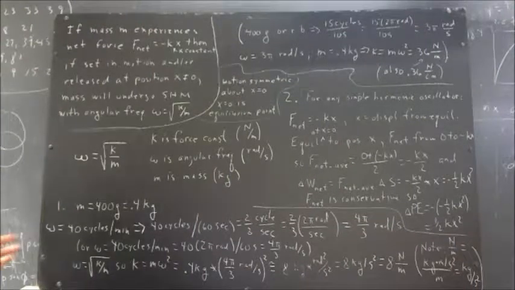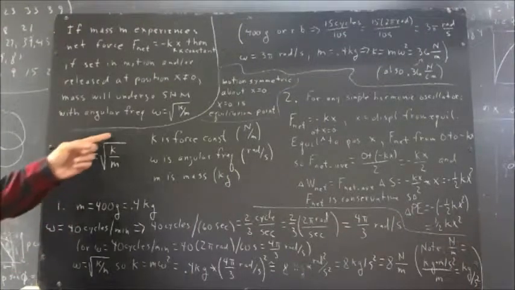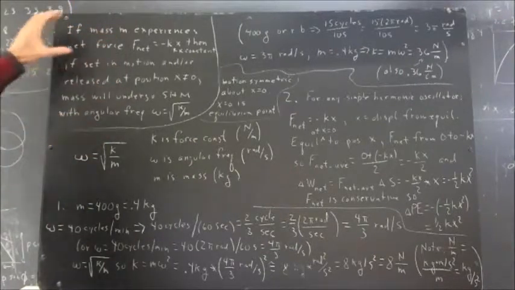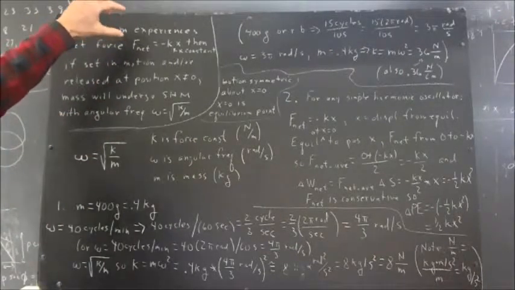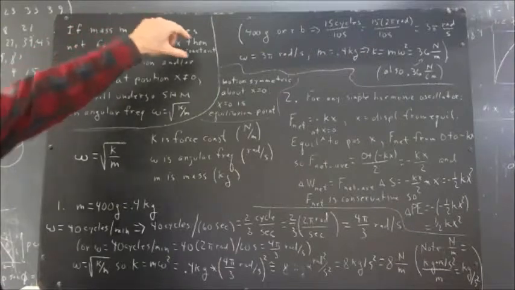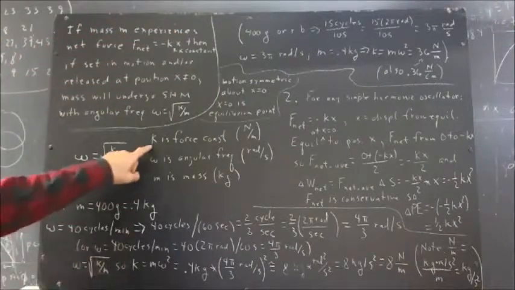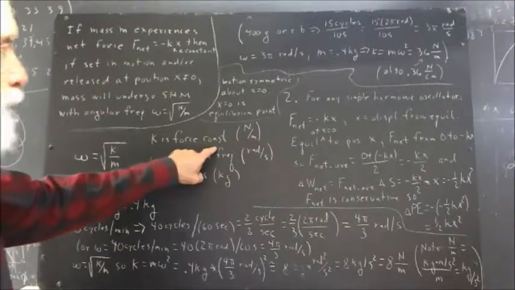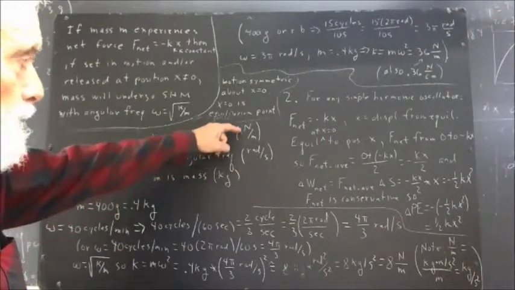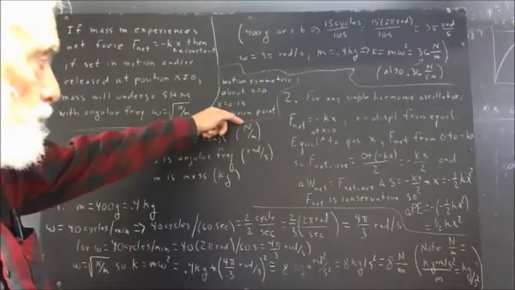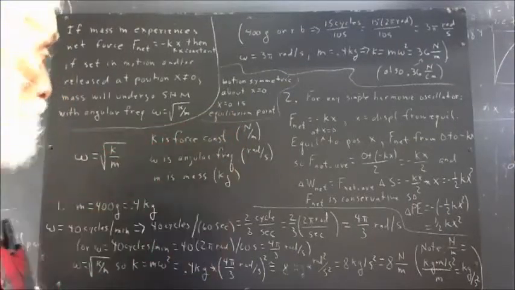Okay, now once more, our central relationship is omega equals the square root of K over M, related as indicated here to the fact that the net force is a linear restoring force, so the force F net equals negative Kx. K has a name, it's called the force constant. In SI units, it's measured in newtons per meter. In any case, it's measured in units of force divided by units of length.